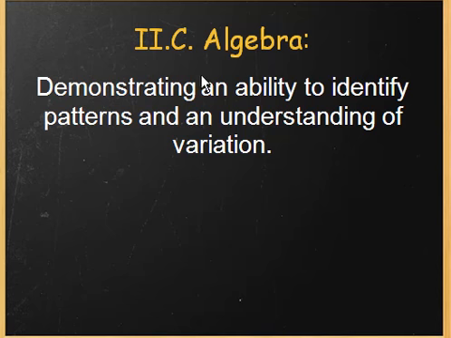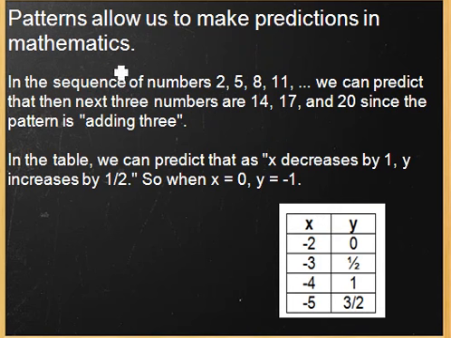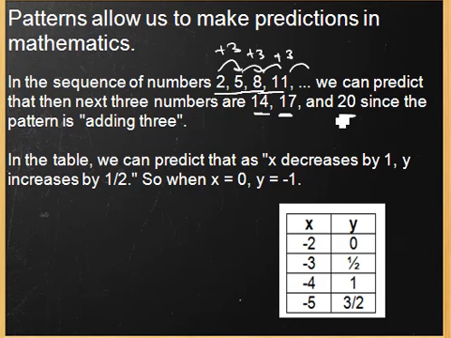In this section of the PPST, we'll use algebra to identify patterns and to look at what we call variation. Patterns allow us to make predictions. For example, in the sequence of numbers 2, 5, 8, 11, we could predict what would be the next three numbers. Well, we notice our pattern is adding 3 each time. Therefore, if we add 3 to 11, we would be at 14, then 17, then 20.